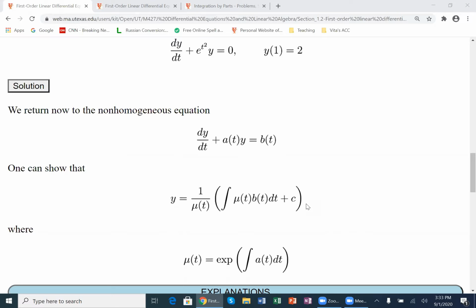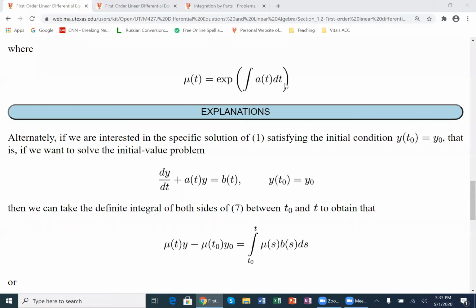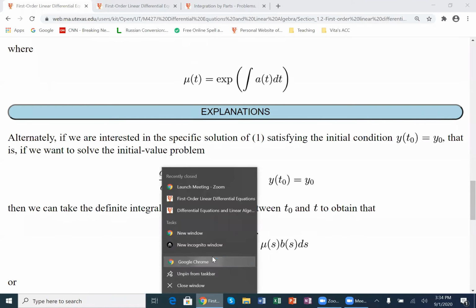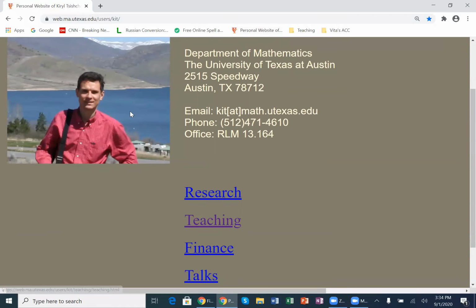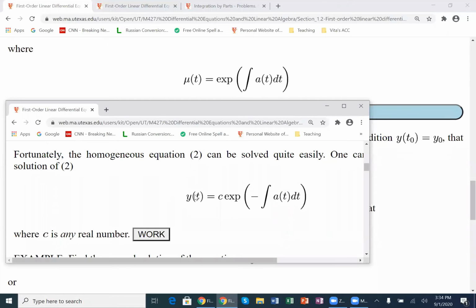Therefore, I would rather suggest a step-by-step process. So, what you really need to remember is this formula for mu. By the way, note that this formula is very similar to the formula for the general solution of homogeneous. Let us actually compare. Please take a look at this. So, over here, we have the general solution of a homogeneous first order linear differential equation. There are two differences. There is no c here and there is no minus here.